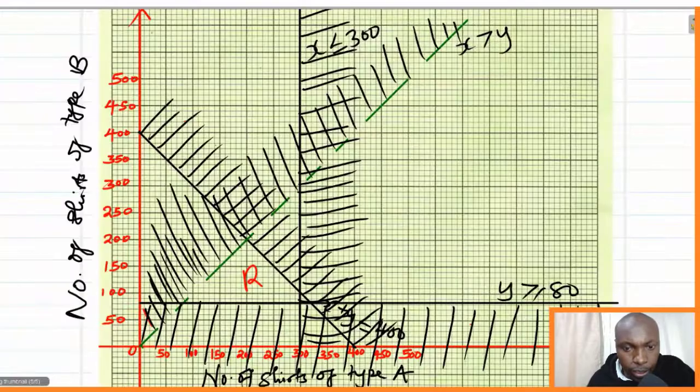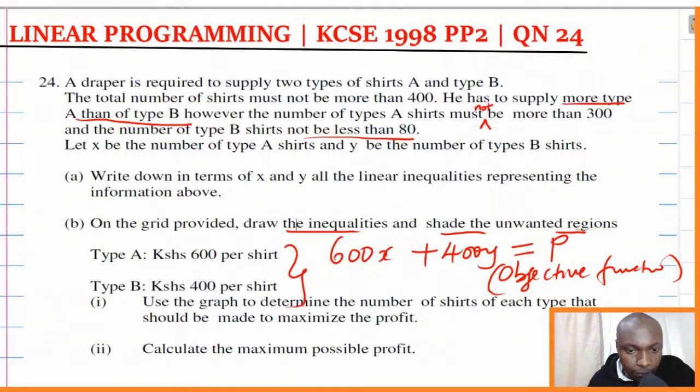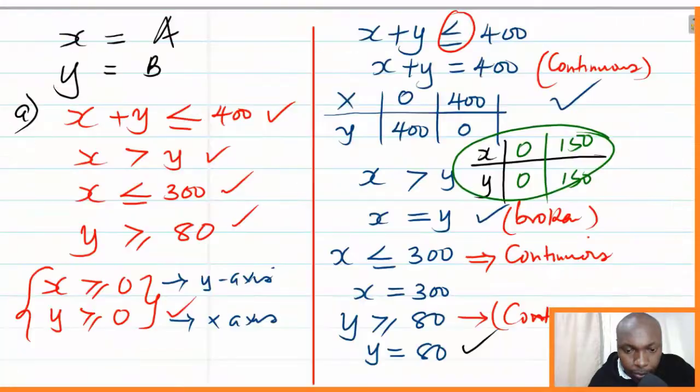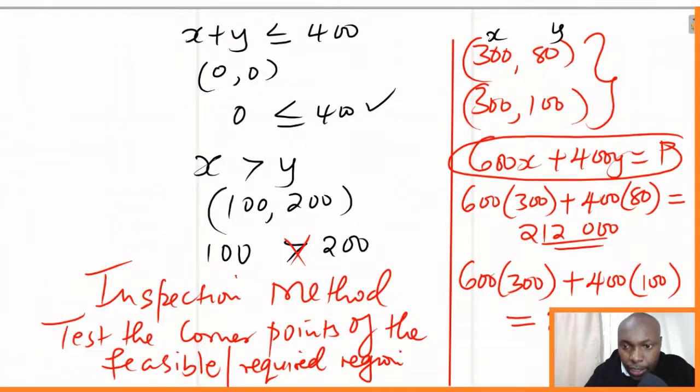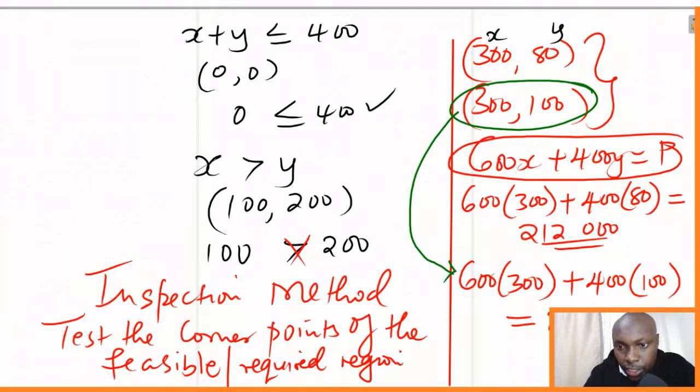So I think I've already solved the last part. Use the graph to determine the number of shots for each type that should be made to maximize the profit. That is a process called optimization, and the number of shots that should give maximum profit we already identified. They are here. So this is what has given us the maximum. After substituting here, that is what has given us this one. Remember, it gave us that. So the one that has given us maximum profit is 300, 100.